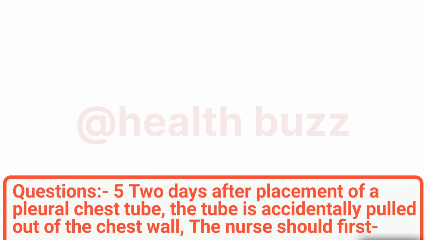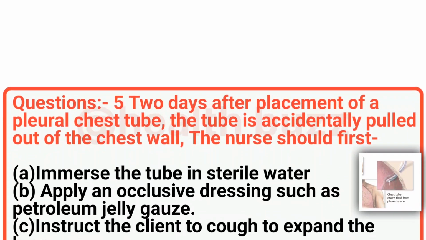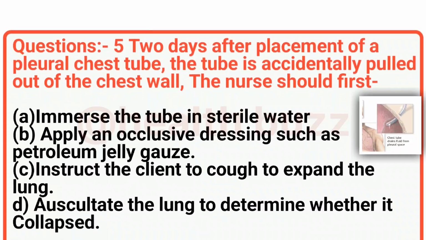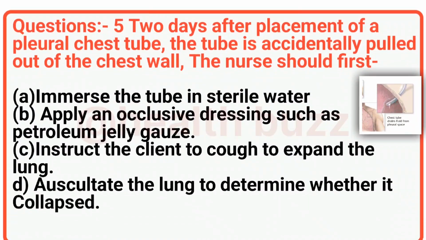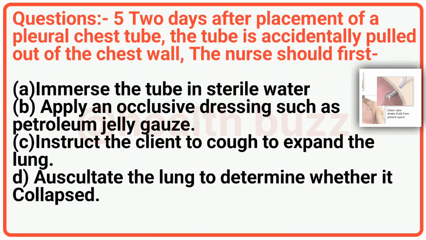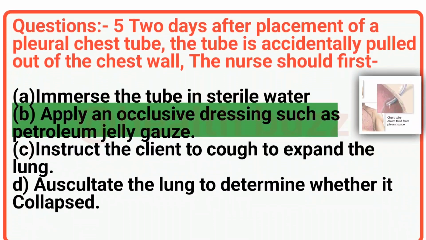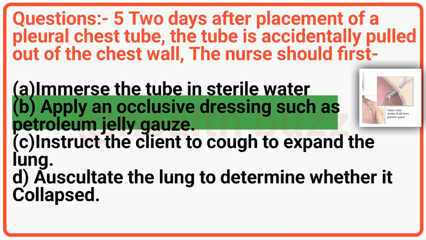Questions 5. 2 days after placement of a pleural chest tube, the tube is accidentally pulled out of the chest wall. The nurse should first A. Immerse the tube in sterile water, B. Apply an occlusive dressing such as petroleum jelly gauze, C. Instruct the client to cough to expand the lungs, D. Auscultate the lungs to determine whether they collapsed. Right answer is B. Apply an occlusive dressing such as petroleum jelly gauze.